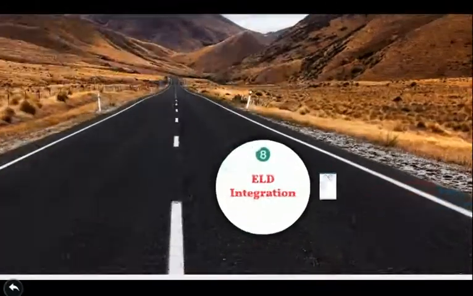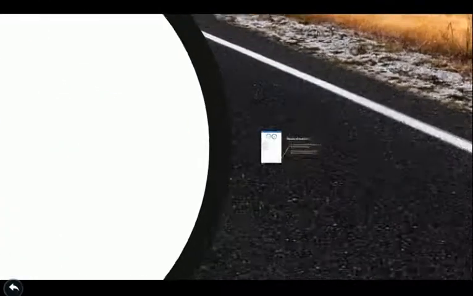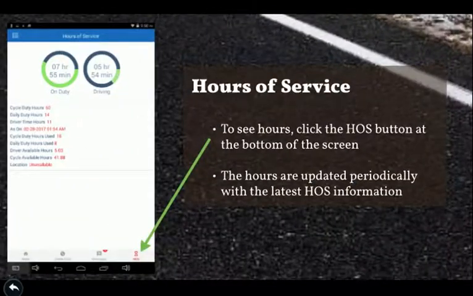In an effort to get you compliant for the ELD mandate, the HorizonGo app offers ELD integration. There is a button at the bottom of the app labeled HOS. When you click the HOS button, your hours of service information will be displayed. The hours are updated periodically with the latest HOS information.